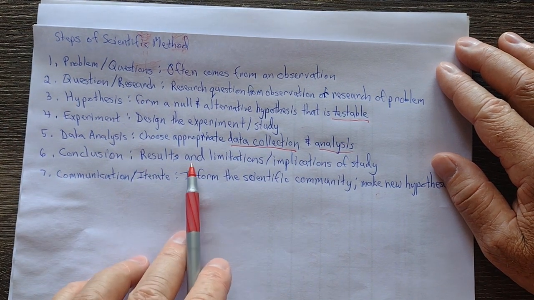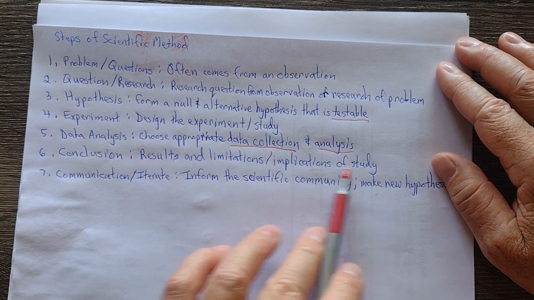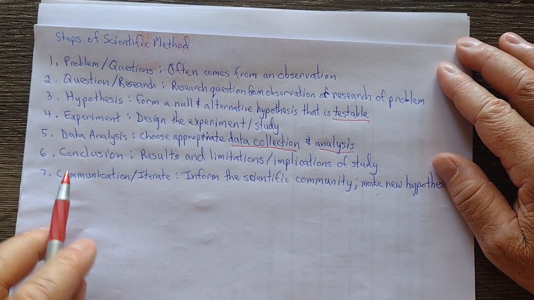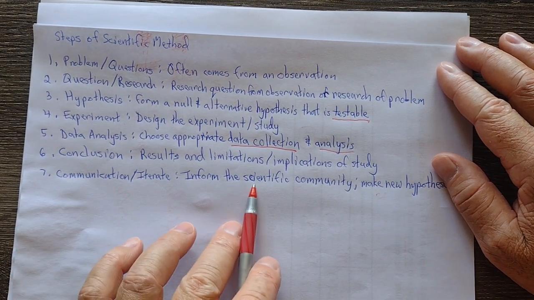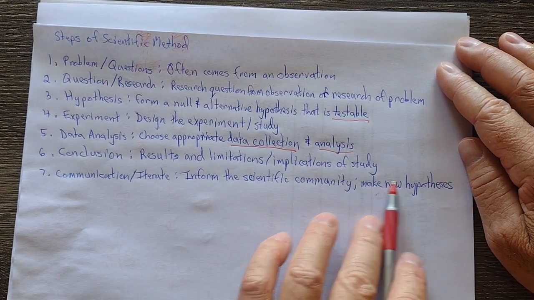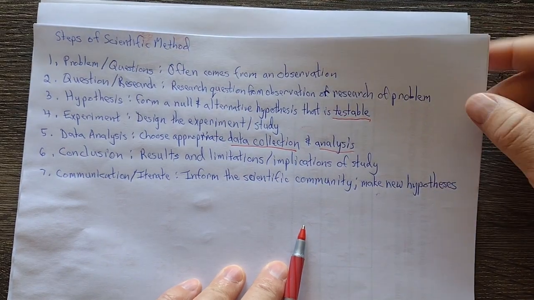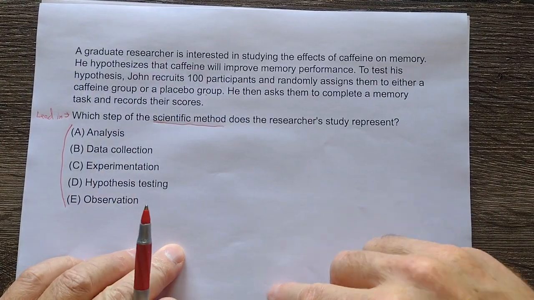Okay, from there we then go into conclusions. So what are the results and the limitations or the implications of the study? This is where we're going to be talking about the results and the discussion. And then we want to make sure that we communicate or iterate. We want to inform the scientific community about what we have found. We also want to think about how we can create new hypotheses related to this. So these are the steps that I have, and now let's go back to the question.